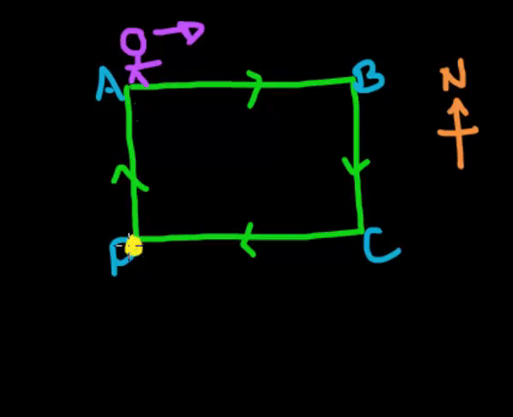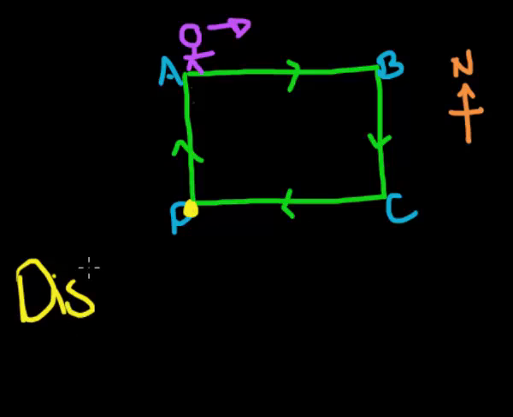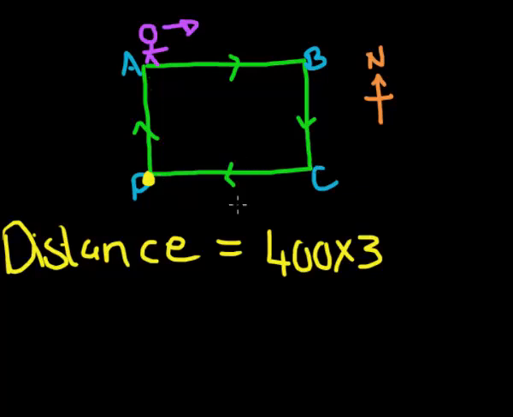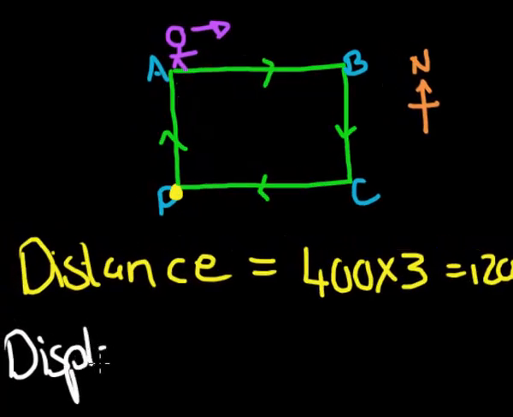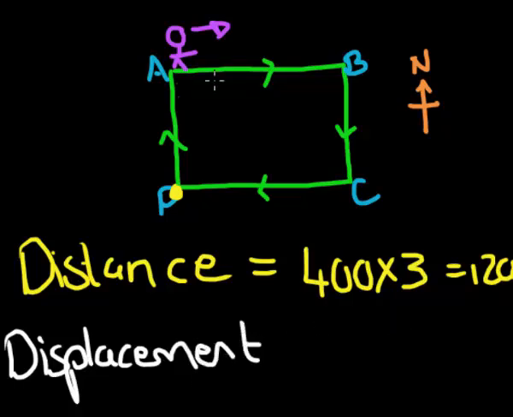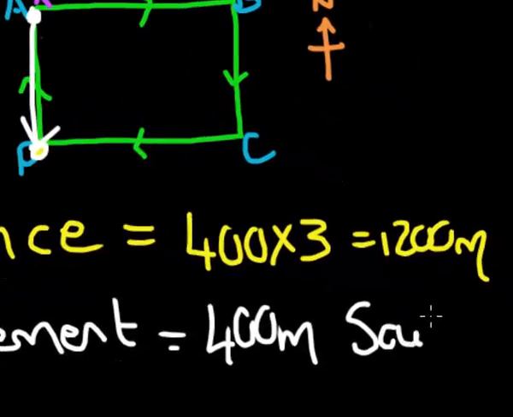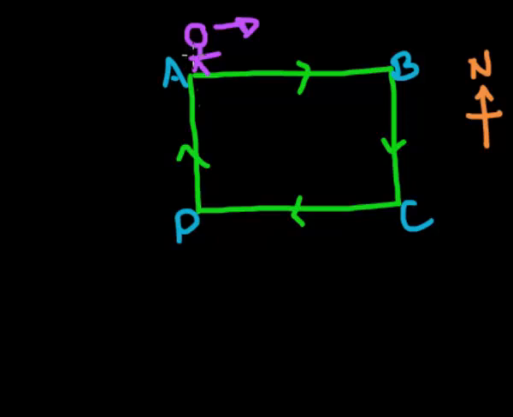Now taking a look at our next point, which is point D over here. If I calculate my distance, we've traveled from A to B, from B to C. That means we're going to have the 400 meters multiplied by 3 parts, the A to B, B to C and C to D, and that gives us 1,200 meters. If we take a look at our displacement, remember it's the shortest distance from start to finish. That means we started at A, we at this point finished at D, so this is my shortest distance. And it is 400 meters to the south direction.